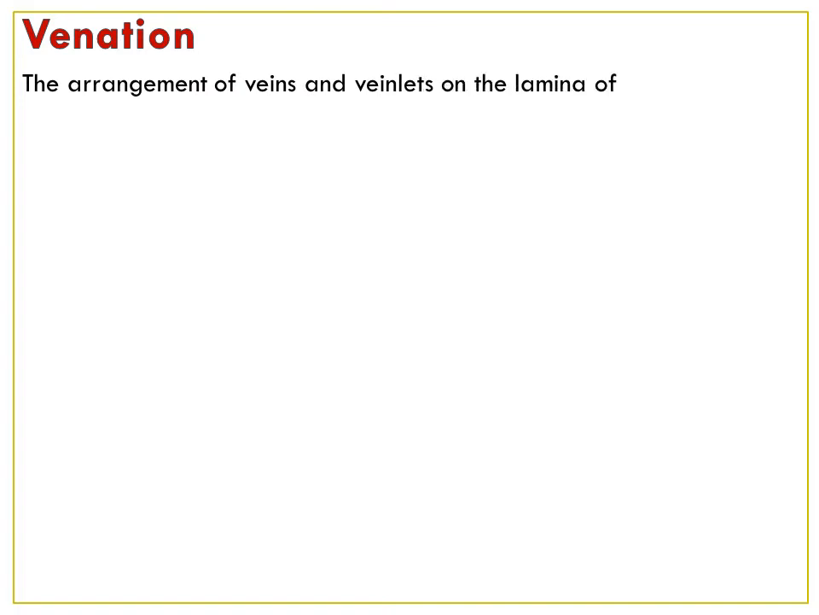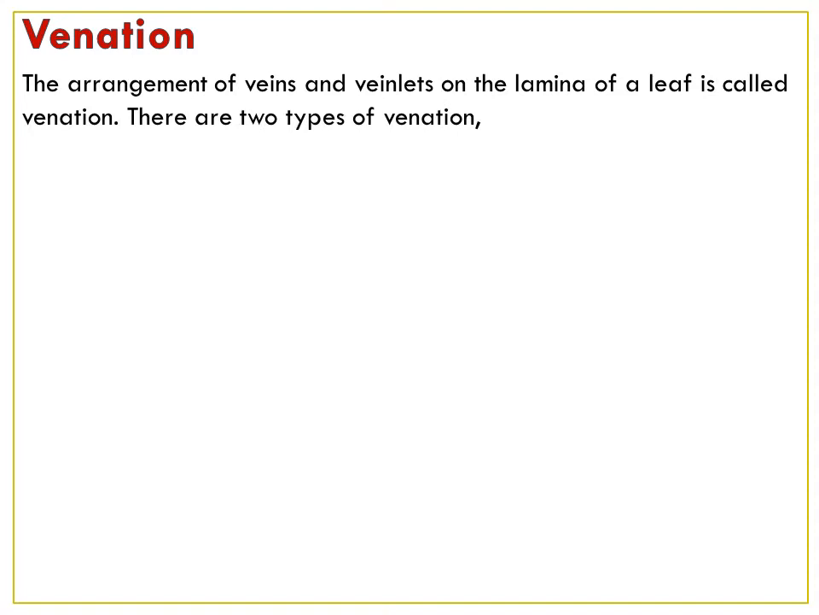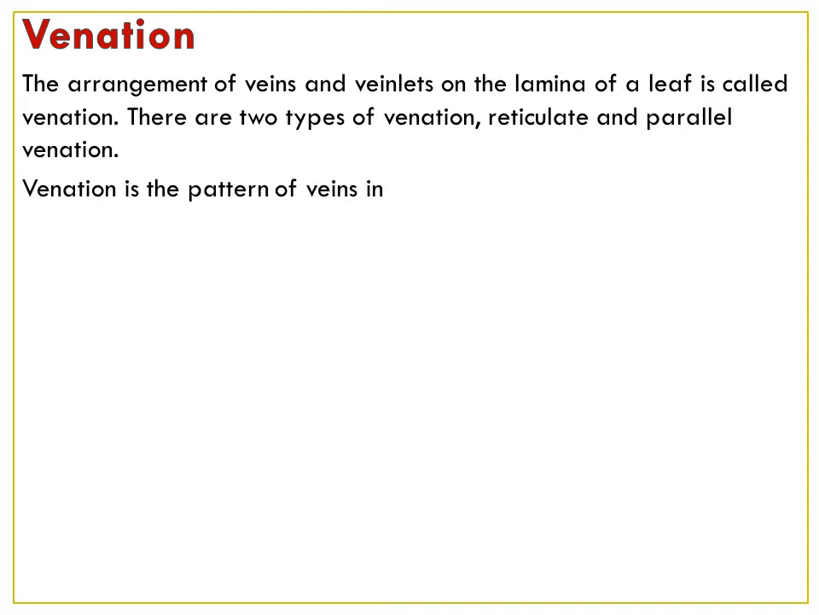Now we'll see the venation. The middle line in the leaf is called venation. How should we define it? The arrangement of veins and veinlets on the lamina of a leaf is called venation. There are two types of venation: reticulate venation and parallel venation. Venation is a pattern of veins in the blade of the leaf.